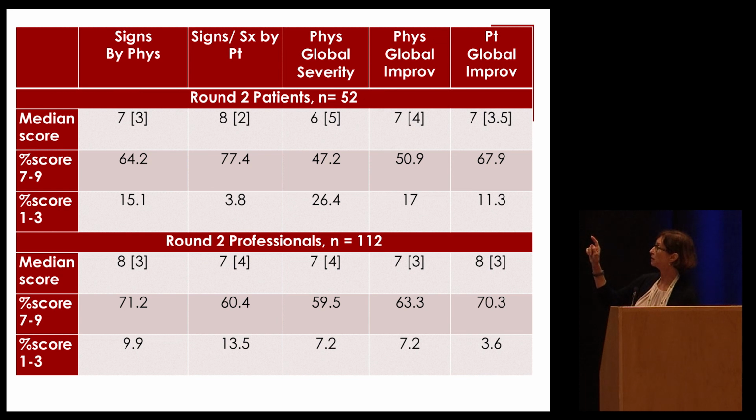Physician global severity of acne, also known as IGA-type scores, only 47% of patients thought that was important, and that in part could be due to perhaps a lack of understanding of what a global assessment scale is or what it might mean.